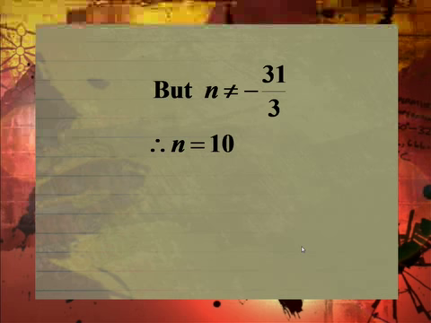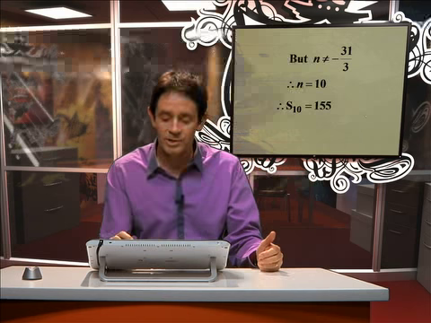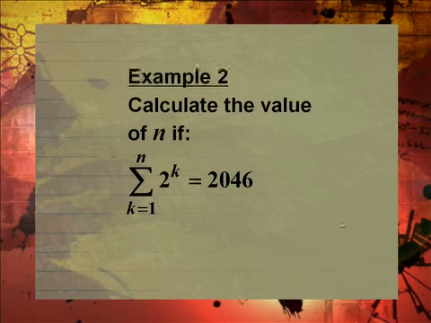So what do we know? n can't be that. We know that n is equal to 10. So be careful with that. All right, and the sum of the first 10 terms is then, if you add up 10 terms, you get that.